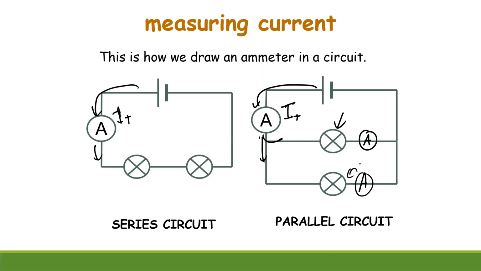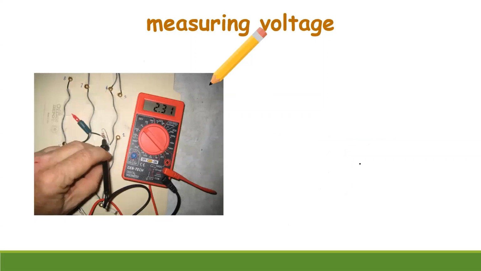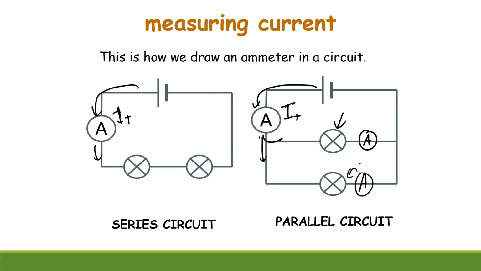Let's now look at one more thing. The reason that I said this is in series is because it has to go through one and then the next one. There's only one path. Even though this is a parallel circuit, it still has to go through one path.